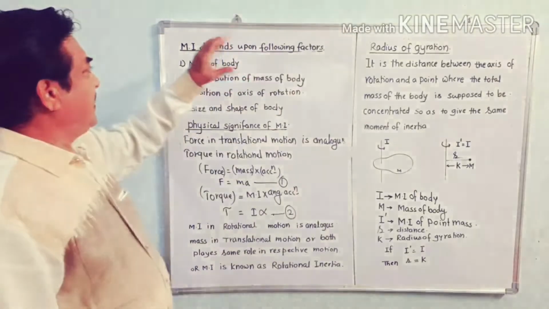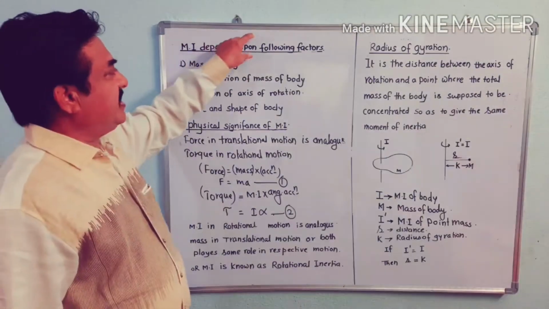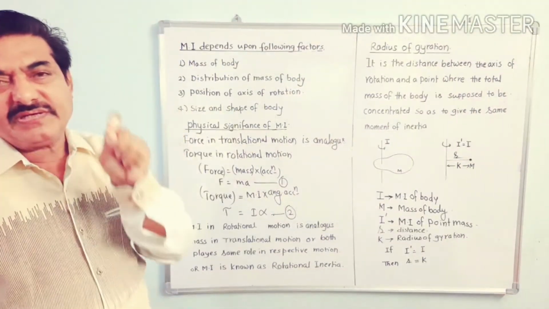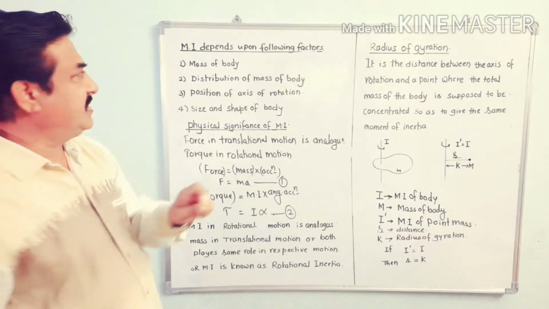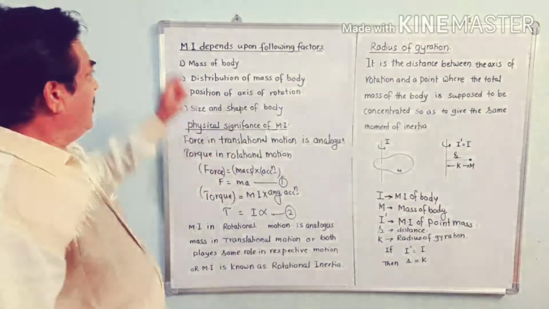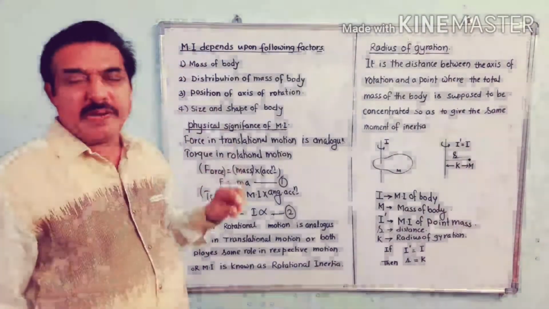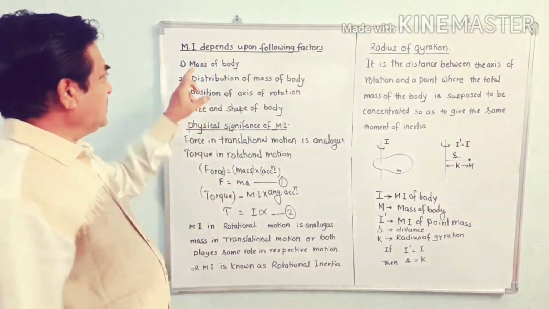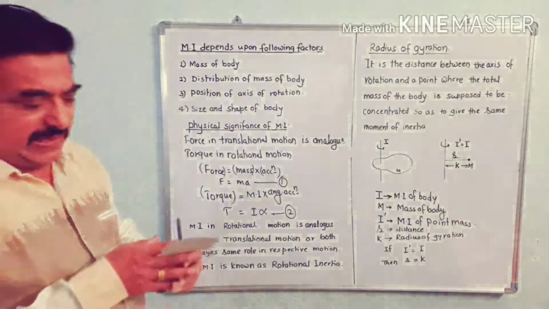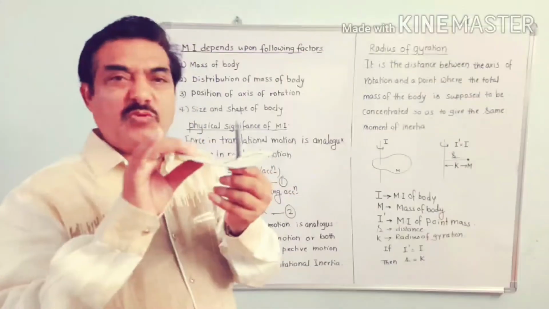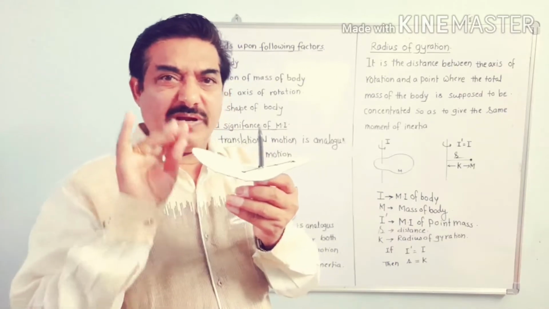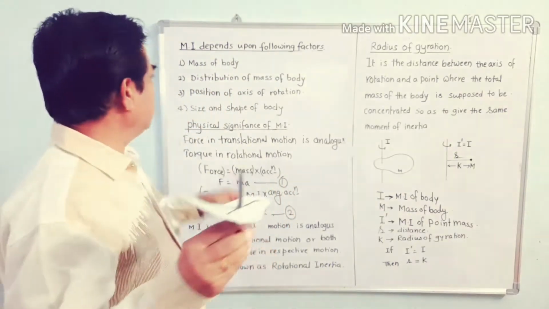Today we will see which factors the moment of inertia depends upon. It depends upon the following factors. 1. Mass of the body. If the mass of the body is large, then its moment of inertia is large. Let us suppose that this is a body. If the mass of the body is increased, its moment of inertia is increased.